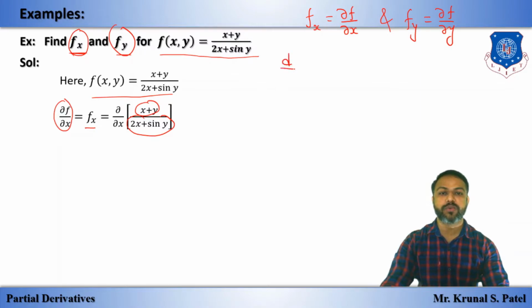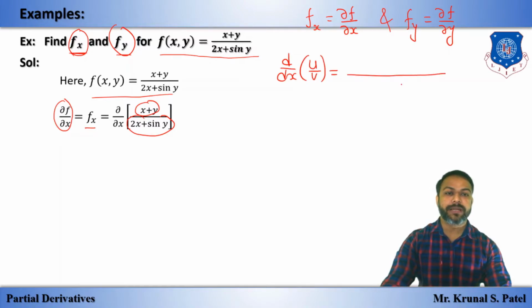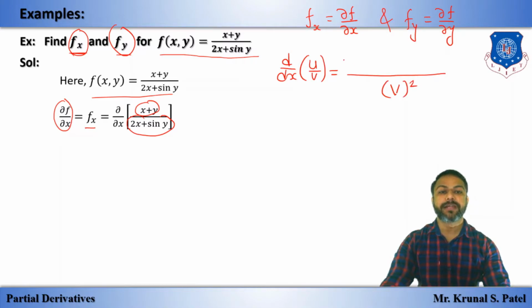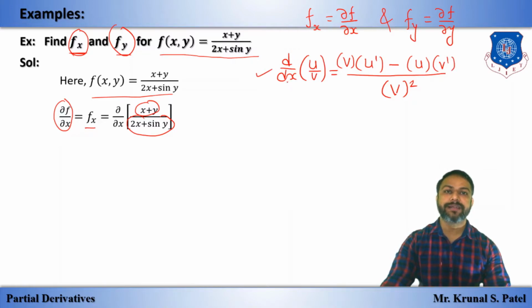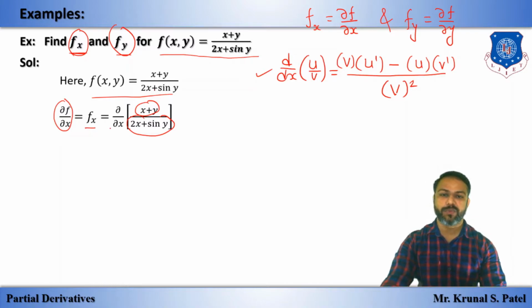And what is the division rule? d by dx of u by v is equal to, in the denominator v squared, and in the numerator, denominator as it is, d by dx of numerator, that means u dash, minus numerator as it is, and d by dx of denominator, that means v dash. This is the formula of the division rule, that means the quotient rule, which we already learned at school level. So we will apply this formula here.